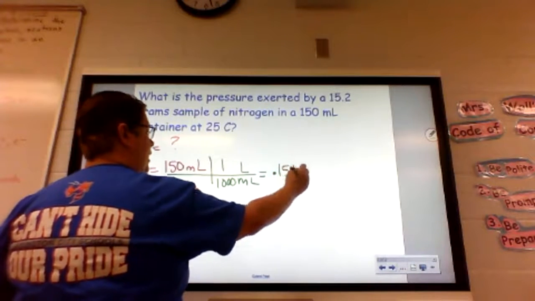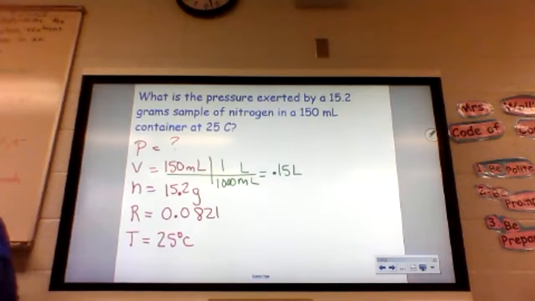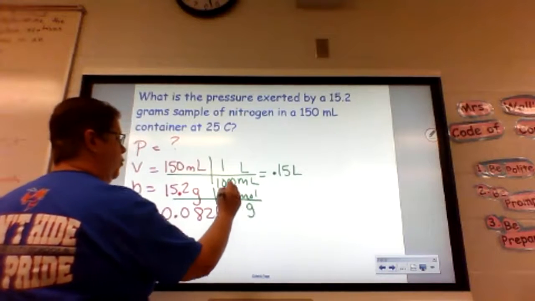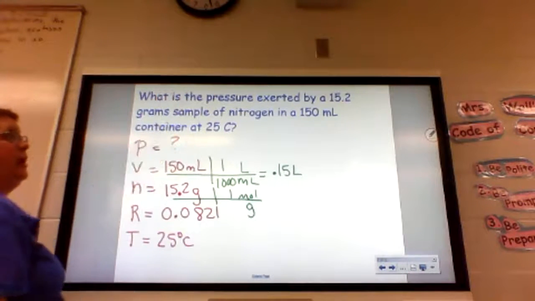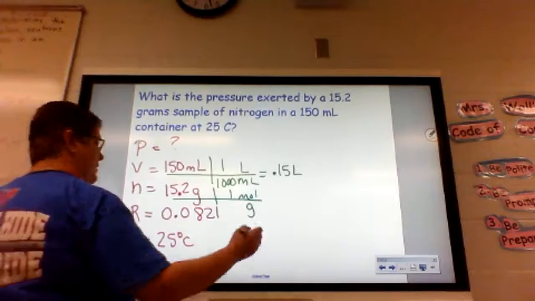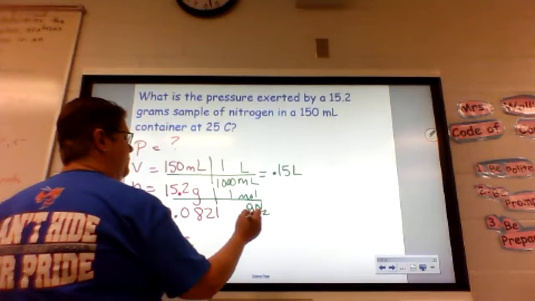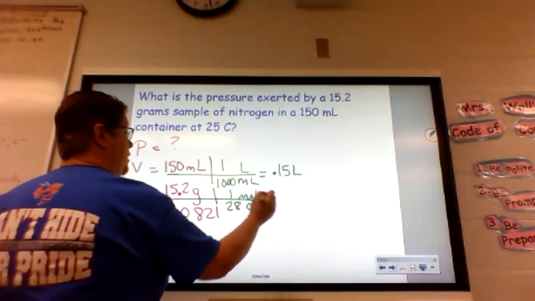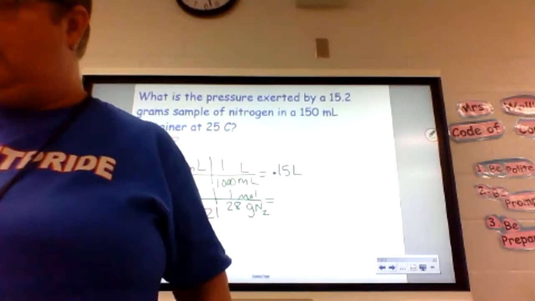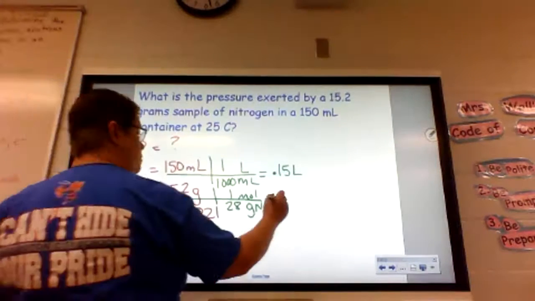All right? Grams. Grams has to be in what? Moles. All right, so grams on the bottom, moles on the top. What compound did I give you up there? Do we know anything special about nitrogen? It's diatomic. So 14 times 2 is 28. So what's 15.2 divided by 28? It's 0.542.